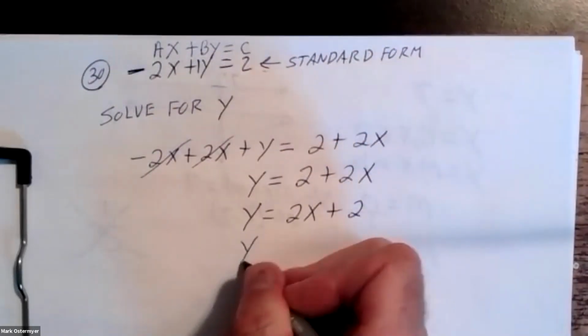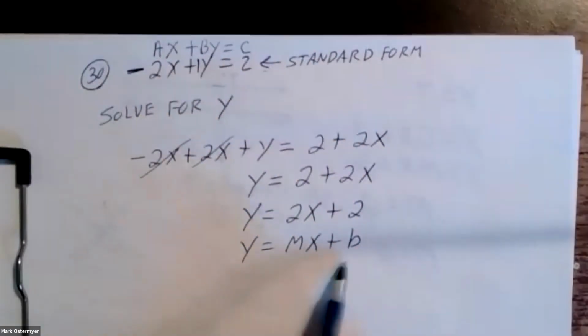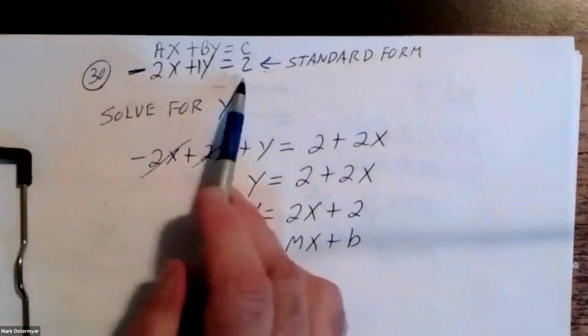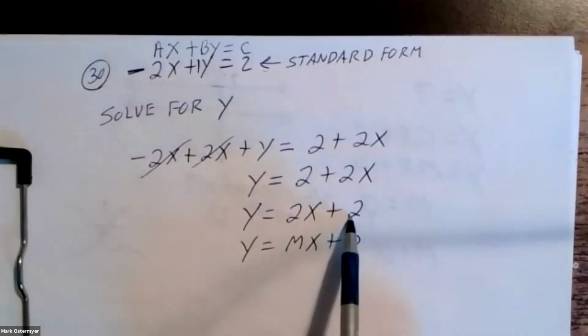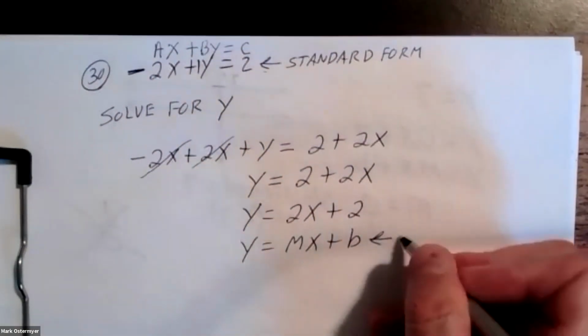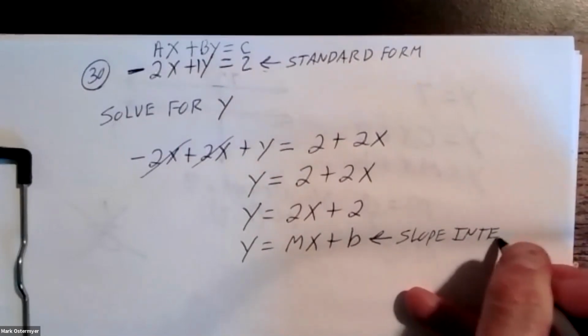Ladies and gentlemen, what form is this linear equation in now? It's now in slope-intercept form. So we've gone from standard form to slope-intercept form. And now that our equation is in slope-intercept form, we can just read off the slope and the y-intercept.